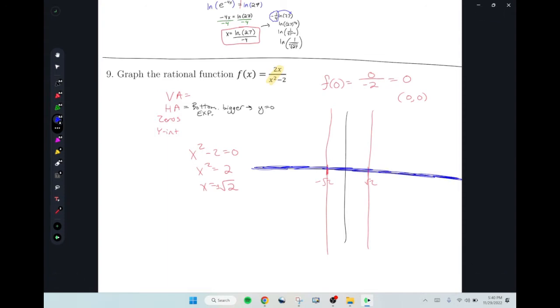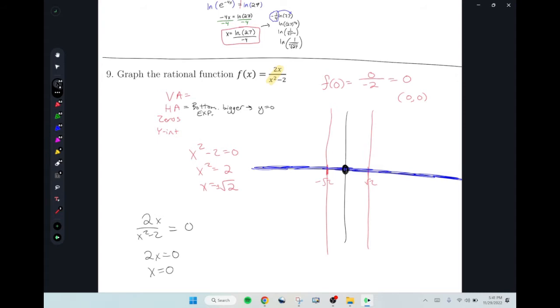Got an x-intercept at (0, 0). Oh, we never found our x-intercept. Well, I guess we did. That's all that I know. I think we've got to plug in some points then. Wait, how do you find the x-intercept? Set y equal to 0. You say 2x over x squared minus 2 equals 0, which means 2x equals 0, which means x equals 0. So we did technically already find it. It just happens to be the same as the y-intercept.